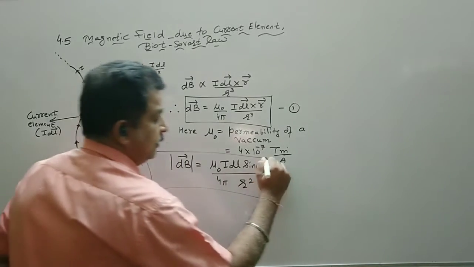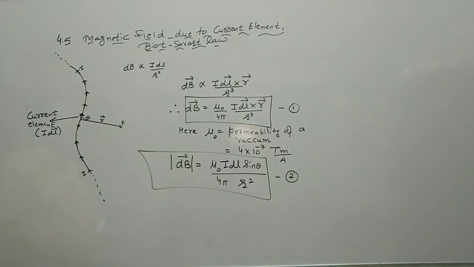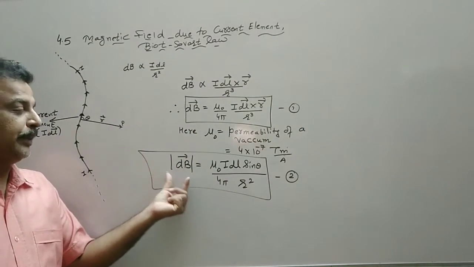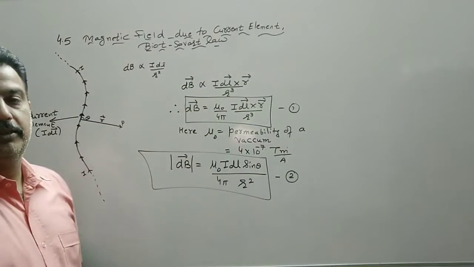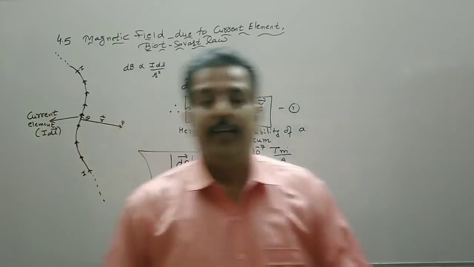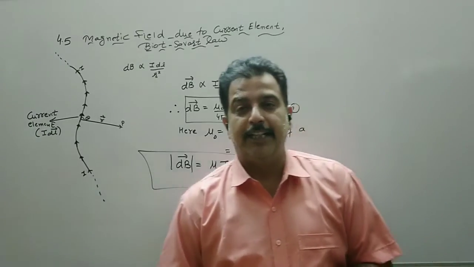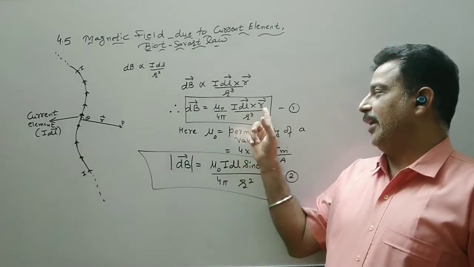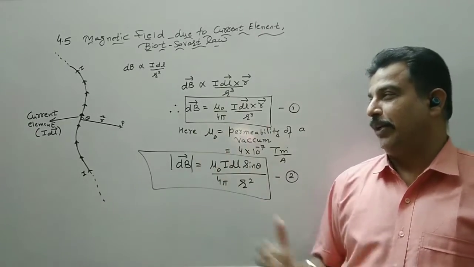So this is the magnitude of the magnetic field intensity at point P. Clearly, it is a cross product, so the direction of the magnetic field intensity is perpendicular to the plane containing the IDL vector and the R vector. So the magnetic field should be perpendicular to these two quantities.